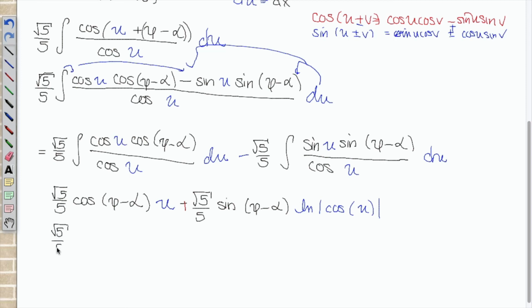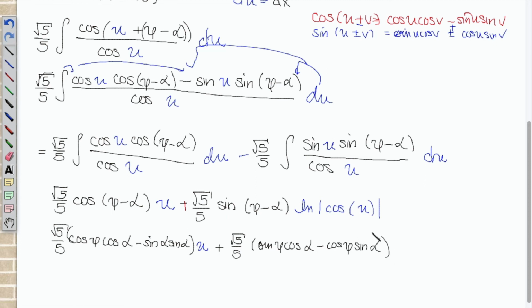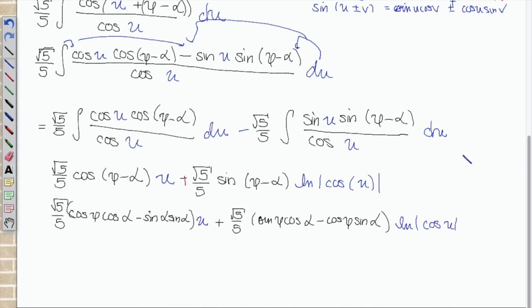Square root 5 over 5, cosine phi cosine alpha minus sine phi sine alpha in the parentheses, because I don't want to distribute, times u, plus square root 5 over 5, sine phi cosine of alpha minus cosine of phi sine of alpha inside parentheses, times ln absolute value of cosine of u. We'll put everything in x at the end.